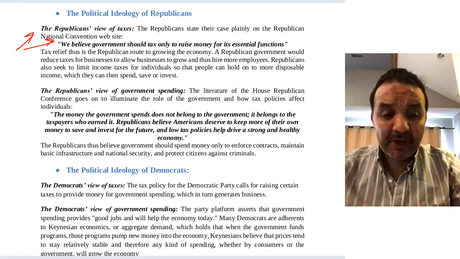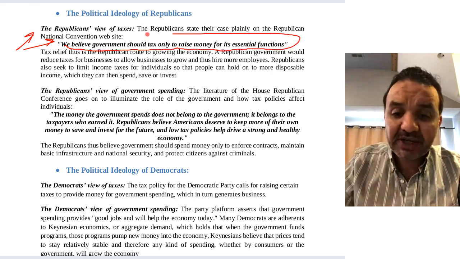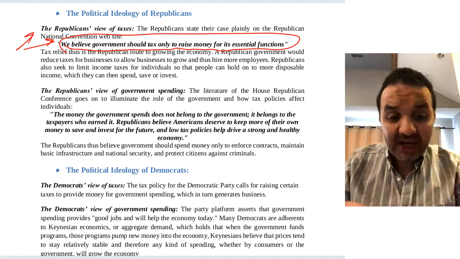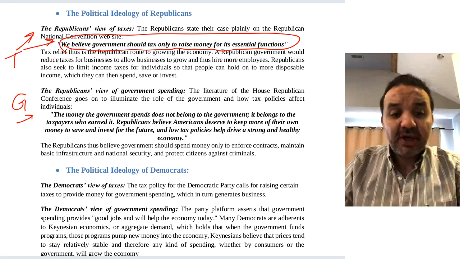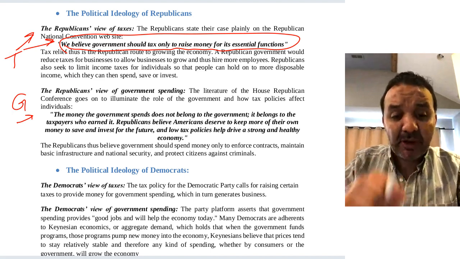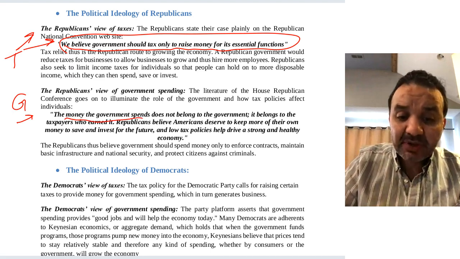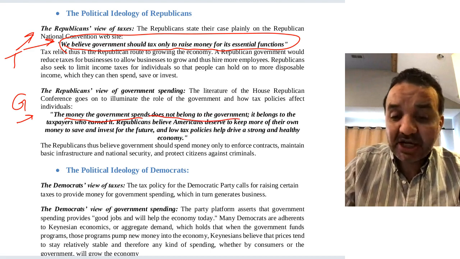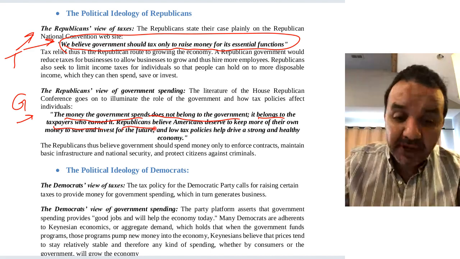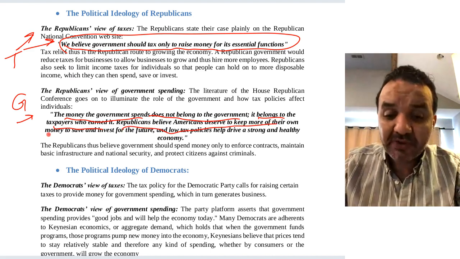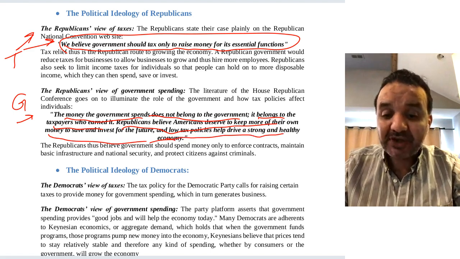The Republicans say that we believe government should tax only to raise money for its essential functions. So this is G and this is T. At the same time, here is the Republicans' view about government spending. They say that the money the government spends doesn't belong to the government. It belongs to the taxpayers who earn it. Republicans believe Americans deserve to keep more of their own money to save and invest for the future, and low tax policies help drive a strong and healthy economy.